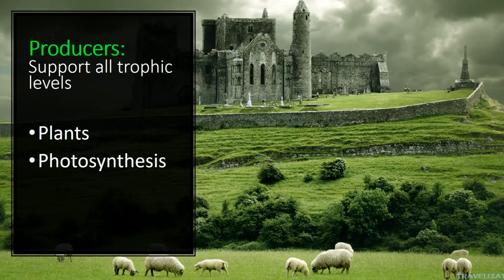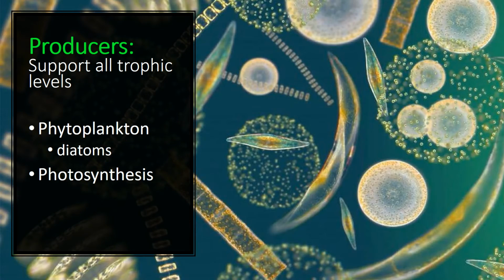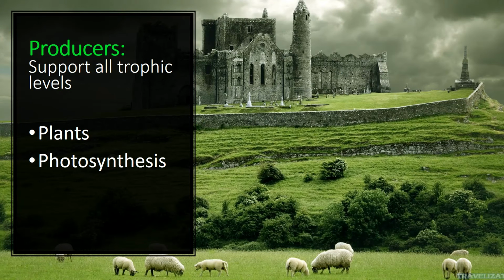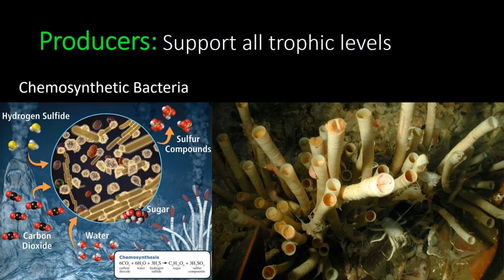Another type of producer would be plants, and you see the sheep here in Ireland grazing on the grass, and again, they do photosynthesis. Notice we go back and forth, something in common. They're green. They have that chlorophyll to help them take the energy from the sun and convert it into sugar. Right? Another one would be chemosynthetic bacteria.